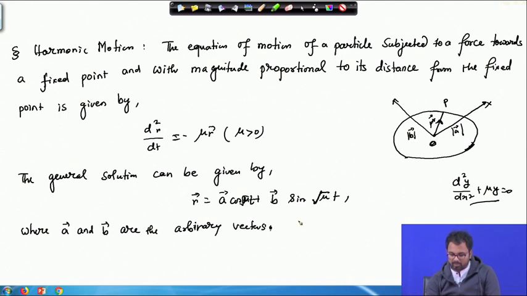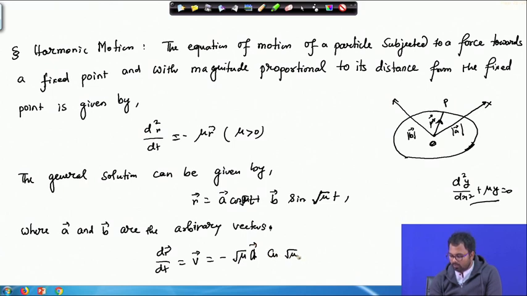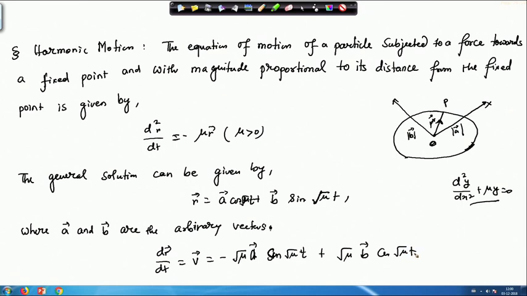Now, these are our arbitrary vectors, and from this equation, if we differentiate, then we will obtain dr dt, which is basically our velocity v, and this can be given as minus square root of mu times vector a sine square root of mu t plus square root of mu vector b cos square root of mu t.